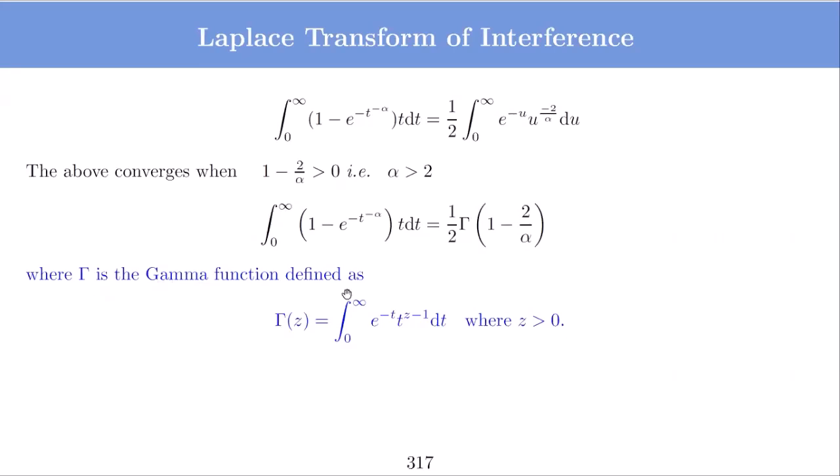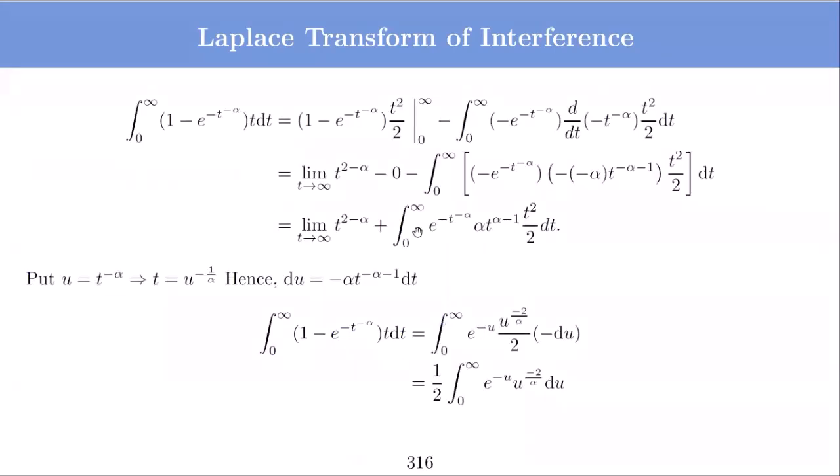where gamma is the gamma function defined in the following form. Okay, so this you can numerically calculate, and you can always notice if z is an integer, then this just becomes the factorial. And the second part also, this part will also converge to 0 if alpha is more than 2. If alpha is less than 2, then this will become infinity.